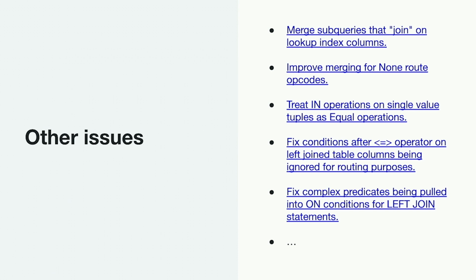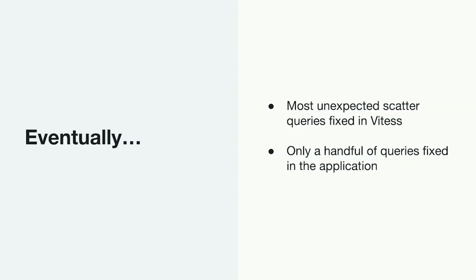And there's, again, a whole list of other issues that we encountered where things were not optimal that we worked on fixing. Eventually, we fixed most unexpected scatter queries in Vitess, by improving the query planner in Vitess. And there was only a handful of query fixes that we had to do in the application.